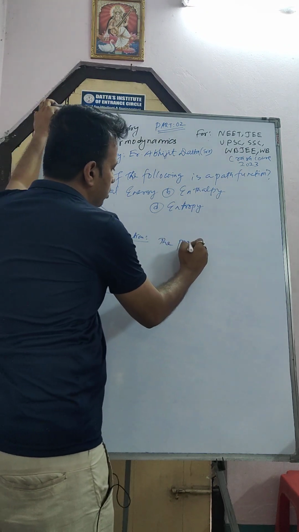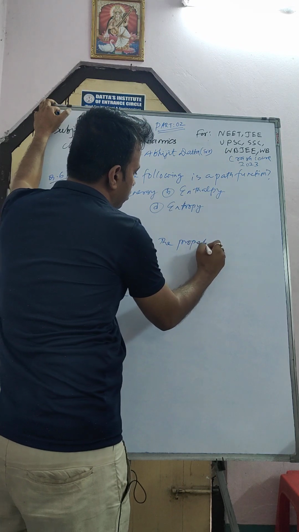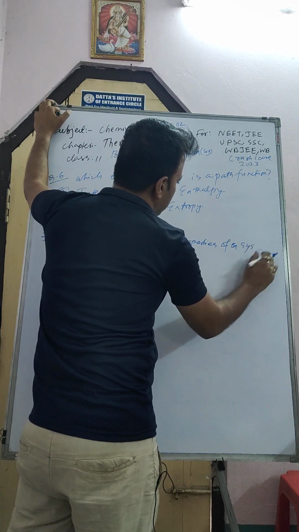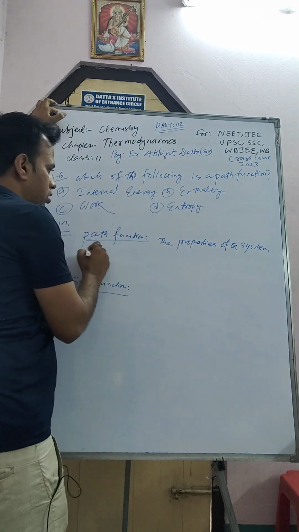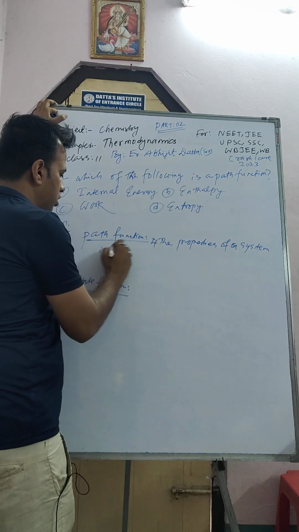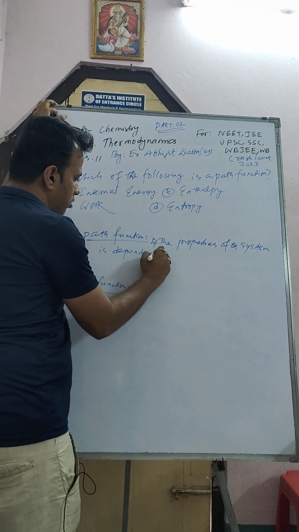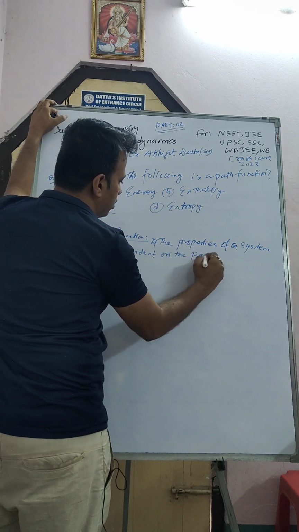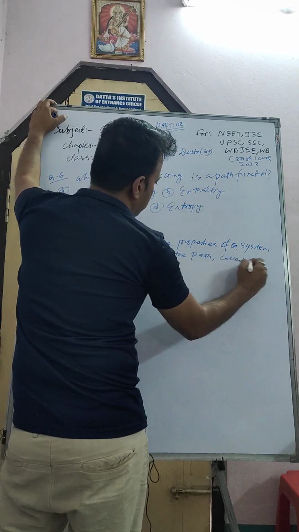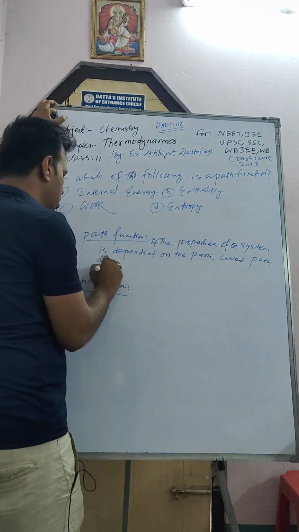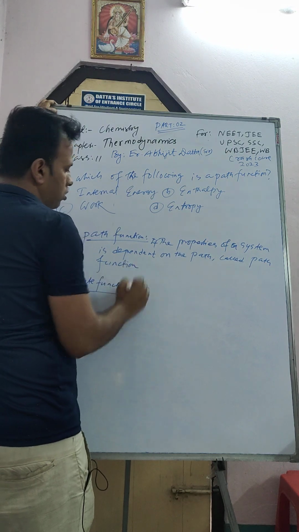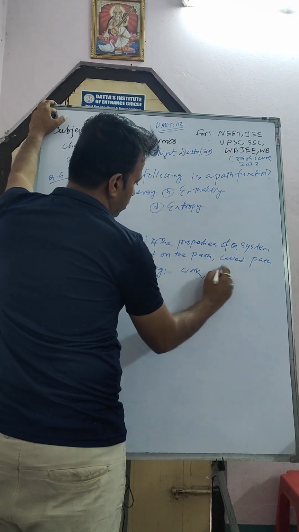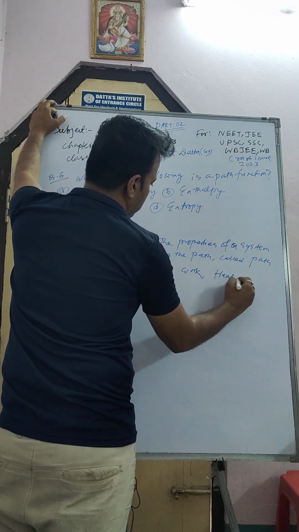The properties of a system, if the properties of a system is dependent on the path, called path function. Okay, example: work and heat.